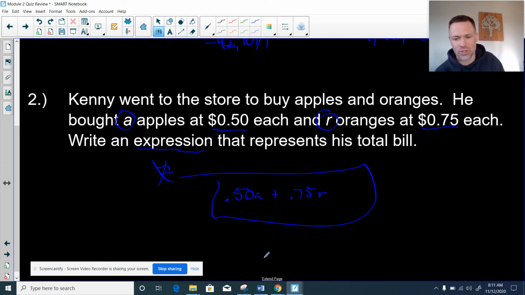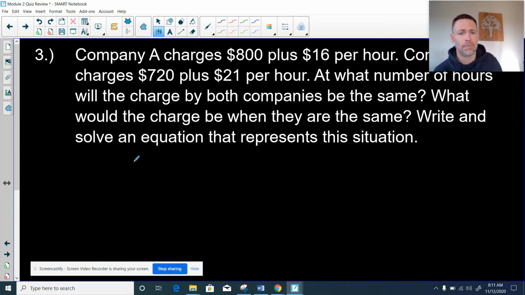Common mistake there is that students would do like 50A plus 75R. Well, those people are saying that apples are 50 bucks a piece and oranges are 75 bucks a piece, which is ridiculous. So just make sure that your answer makes sense whenever you're doing some math.